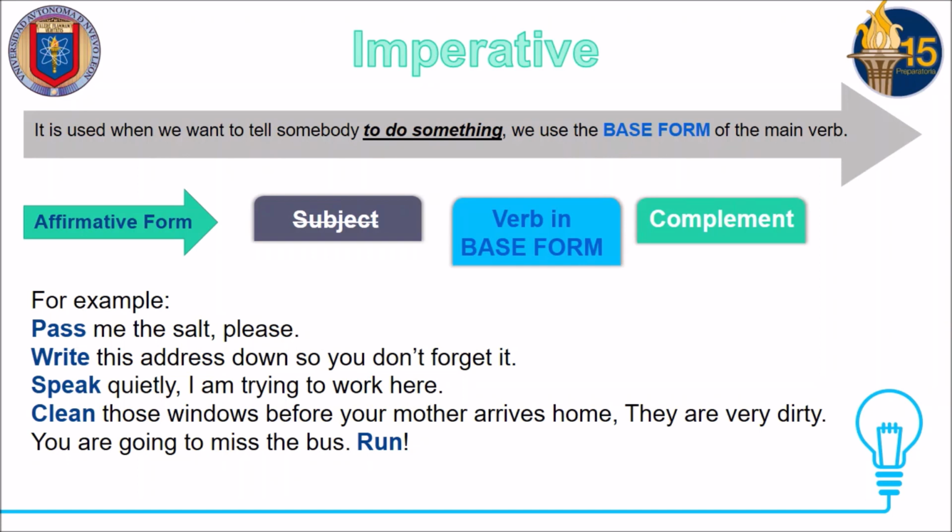You can use them in all the sentences, if they are affirmative or negative. You need to use the base form. The base form is the natural form of the verb without anything. In the affirmative form, you cannot use the subject, that's why it's crossed. You're going to start using the base form, followed by the complement, like this example. Pass will be the base form, the salt please the complement. If you add please at the end, it's only to sound more polite.